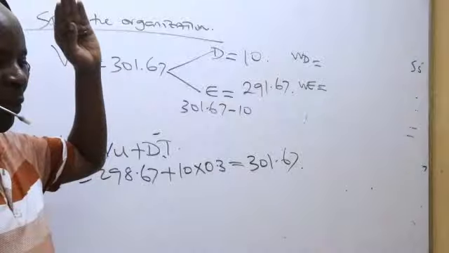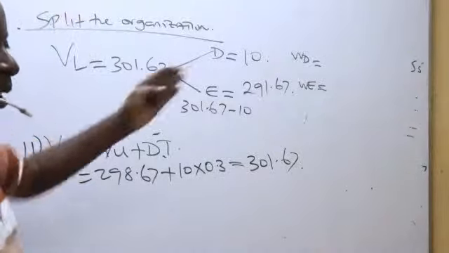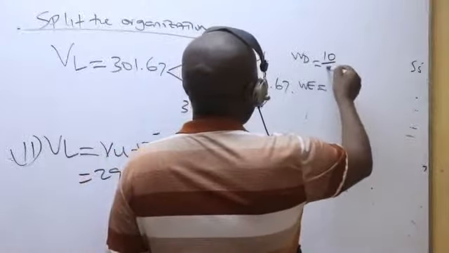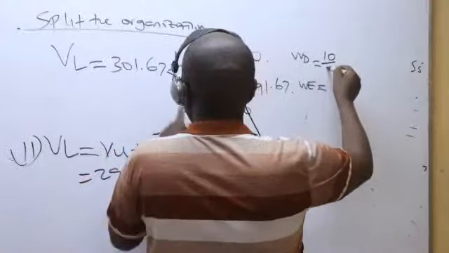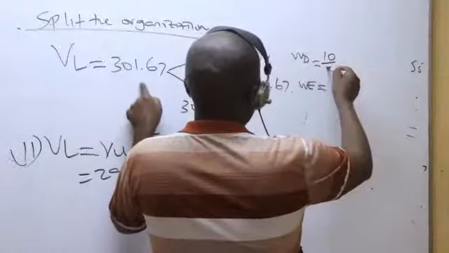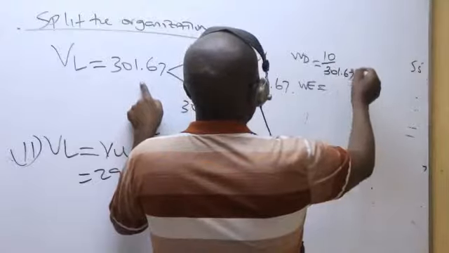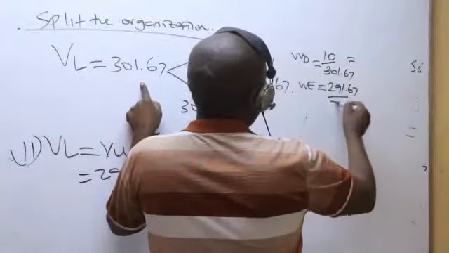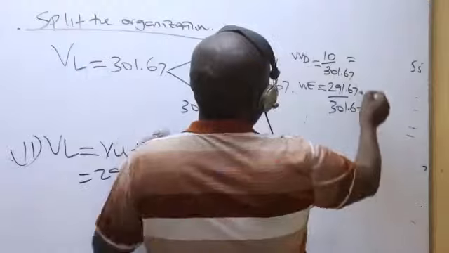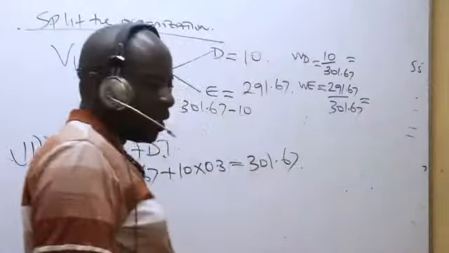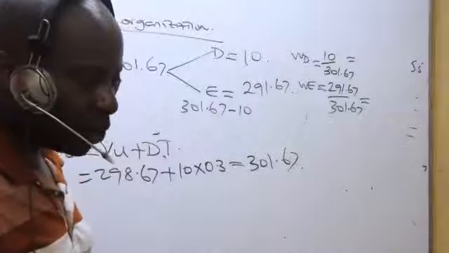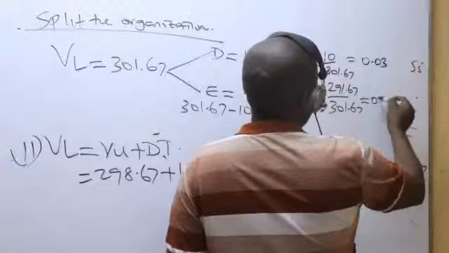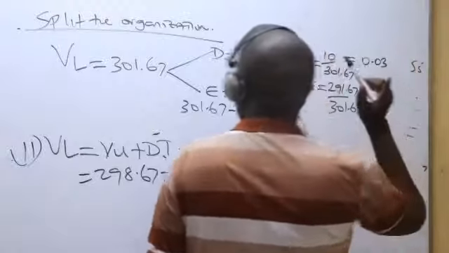Better late than never. So the weight of debt will be 10 divided by the total firm value, 301.67. The weight of equity will be 291.67 divided by 301.67, which will end up giving us what figures, ladies and gentlemen? The first one, I'm being told, is 0.03. That is the first thing I'll do, split.